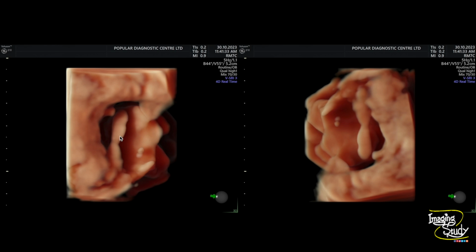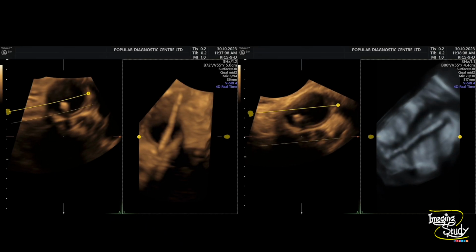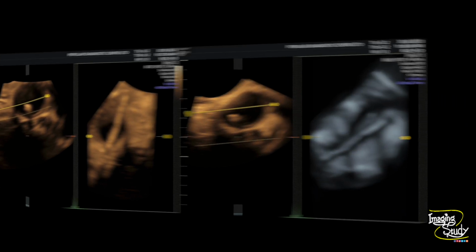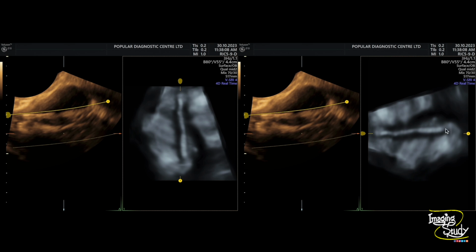Again another view of the copper T here from different angles. Some machines have different types of 3D modes to make better pictures. Like here we have a scan from different angles, took some slices, and you can see the copper T from different views. Again another picture of the copper T from different views.